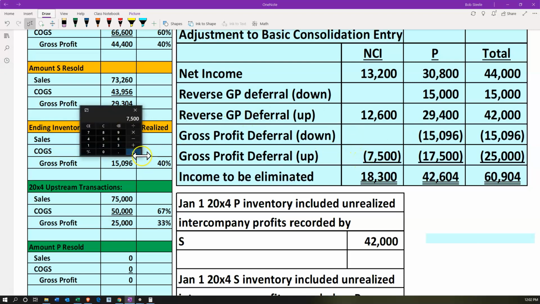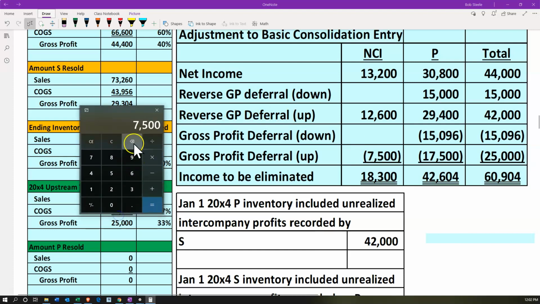Then, of course, we can total this thing up. We can just say, all right, let's total it up. That'll be fun. Calculator work here. So I'm going to say that's the 44,000 beginning net income plus the 15,000 plus the 42,000 minus the 15,096 minus the 25,000. That's going to give us our 60,095. And of course, if we totaled up P and the non-controlling interest, we get the similar thing.